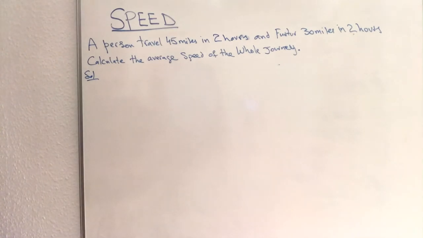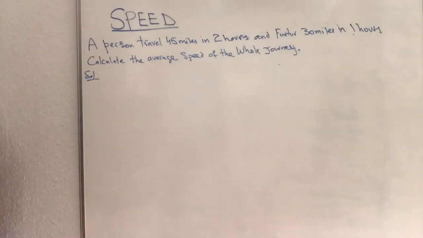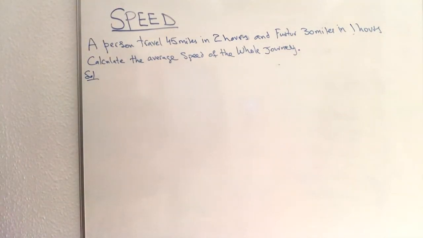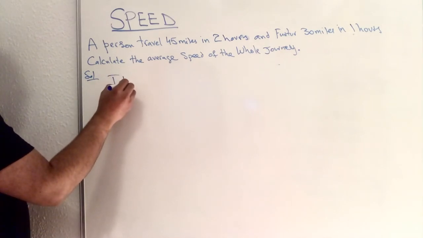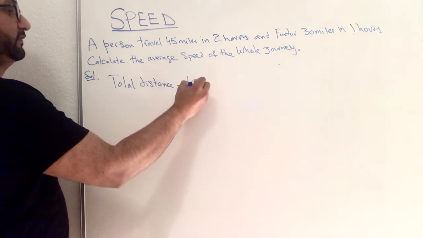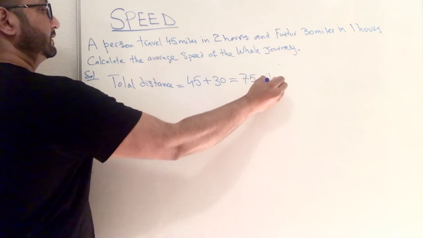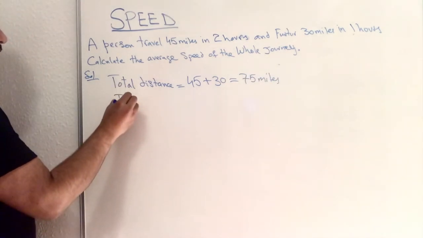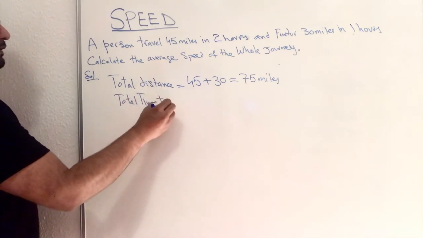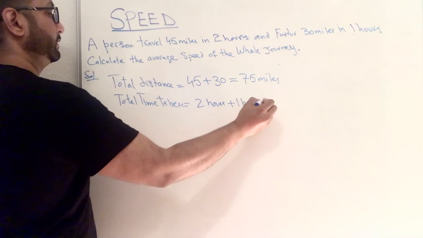So here there are two things given: 45 miles in 2 hours and 30 miles in 1 hour. As you know, first of all you need to write down the total distance. 45 miles plus 30 miles becomes 75 miles. And the total time taken is 2 hours plus 1 hour, which is 3 hours.